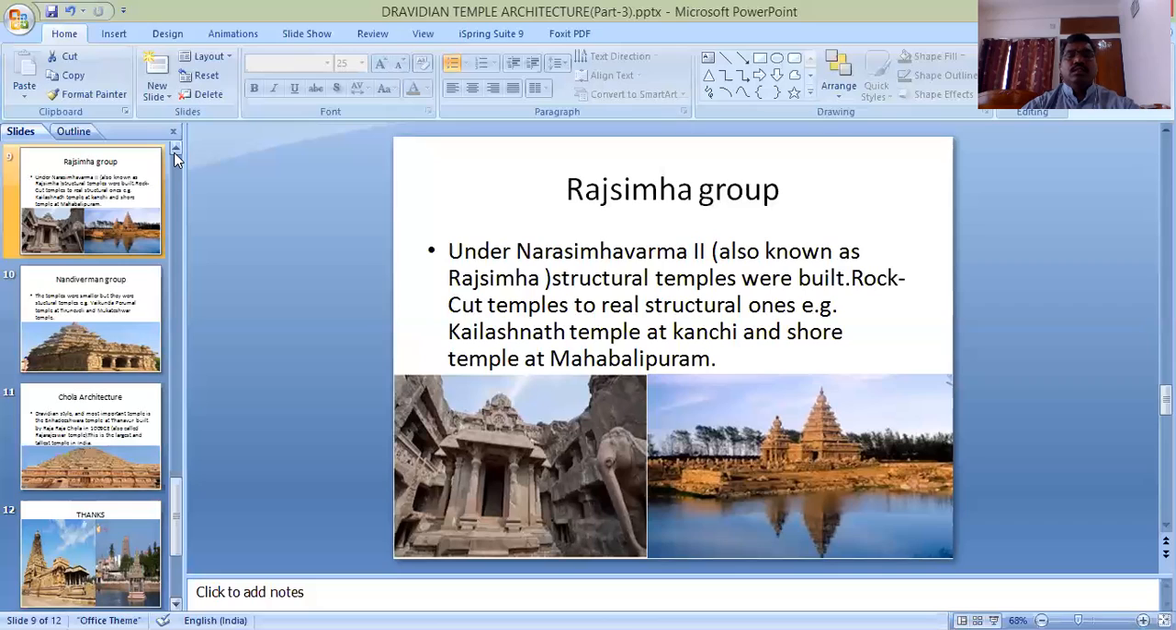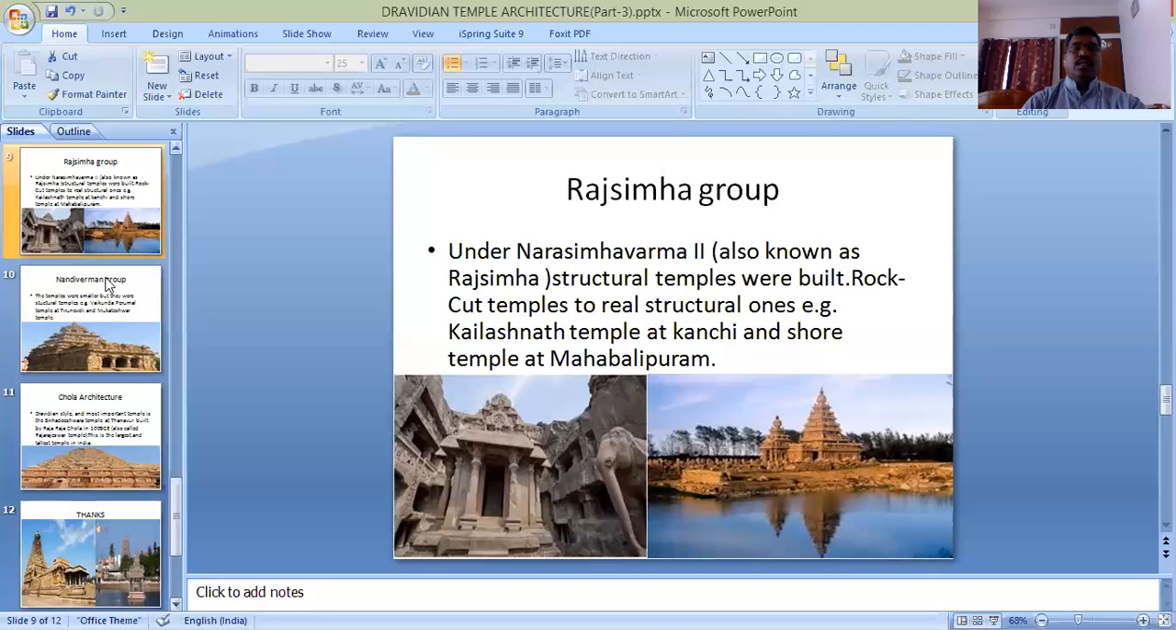And the structural temples were built, special real structure ones. So the Rajasimha group temple architecture, it is also rock cut architecture specifying structural ones. That is Kailasnath Temple at Kanchi and Shore Temple at Mahabalipuram, also related with the Pallava rock cut architecture.